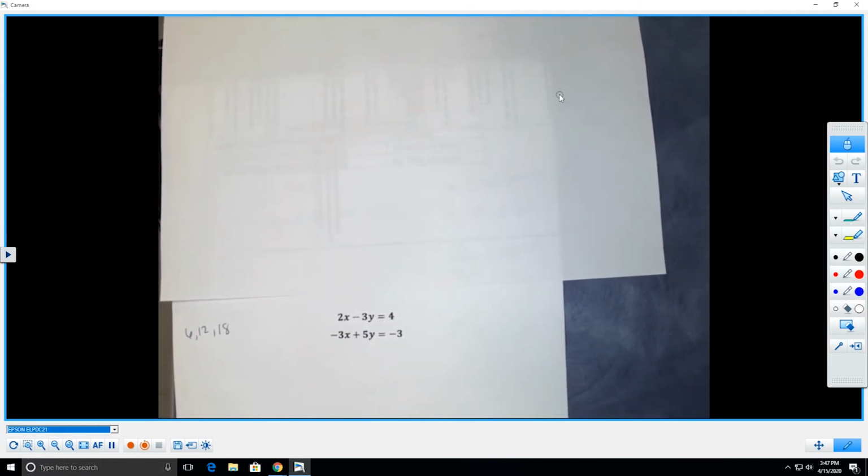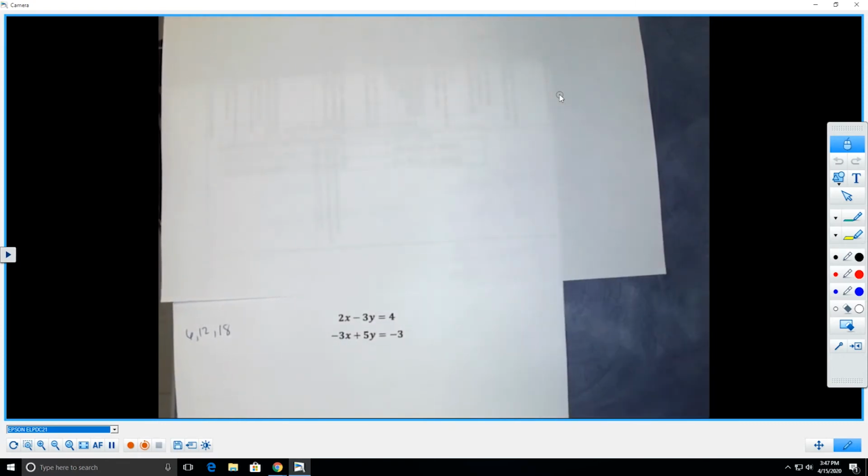Great. Now let's look at the coefficients of the y terms, which are -3 and 5. Think for a minute about finding a common multiple of 3 and 5 and try to come up with at least 2 different ones and make your list on your paper.